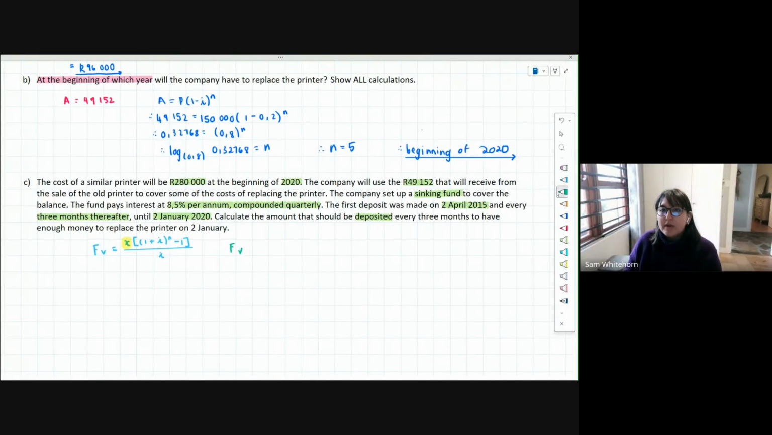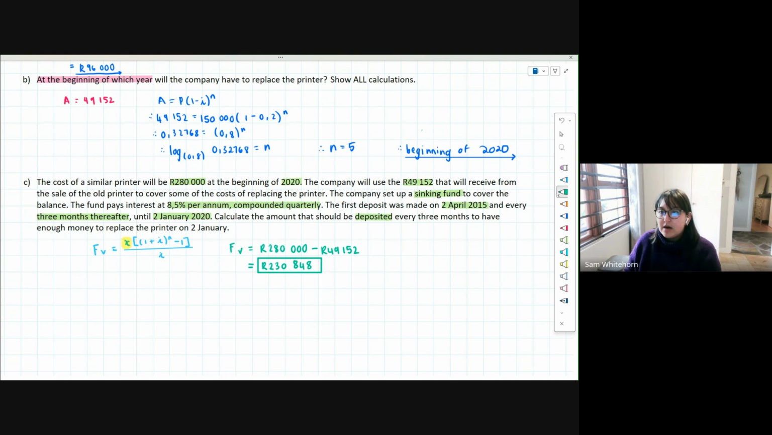Now, we know that we need 280,000 Rand to cover the cost of this printer. However, we are going to contribute the 49,000. So we're going to take that 49,152 Rand off because I don't need to save that amount. I already have that amount from selling my old printer. And so when I subtract those two, I end up that I only actually need to save 230,848 Rand. So that's going to be my future value amount that I'm going to substitute into this formula.